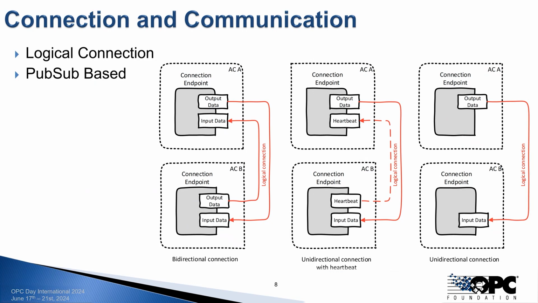So this includes bidirectional communications so that you can have an input and an output from both endpoints, and they work together to form the logical connection. Sometimes you may just have a heartbeat back. All of this is included in what's testing, and of course, this is pub/sub-based communications.